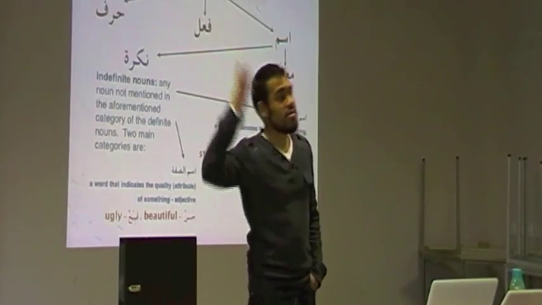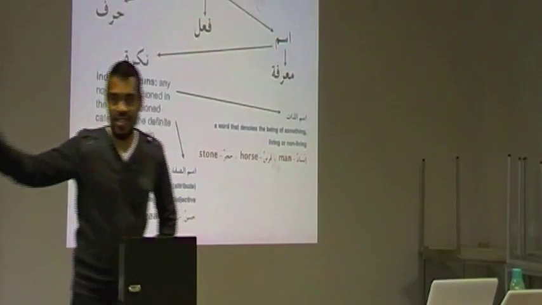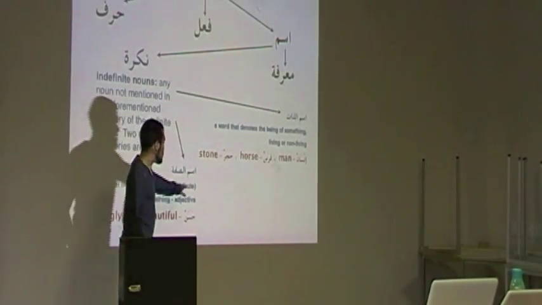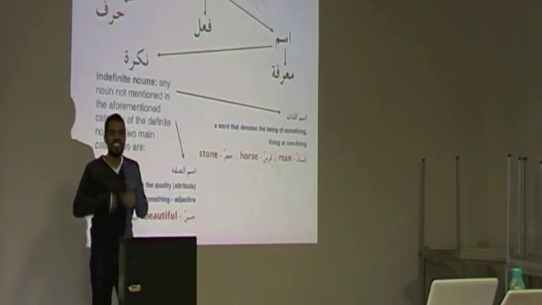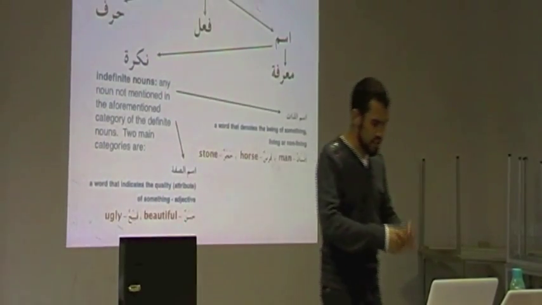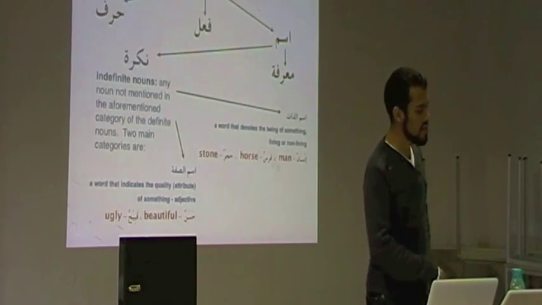Right. But a big, what? Doesn't say anything. Big, small, wide, angry, happy. All of those are ismu sifa. What is it? Ismu sifa. It describes the quality, describes the attributes. Okay? Simply put, you can say ismu sifa is a descriptive noun or an adjective.